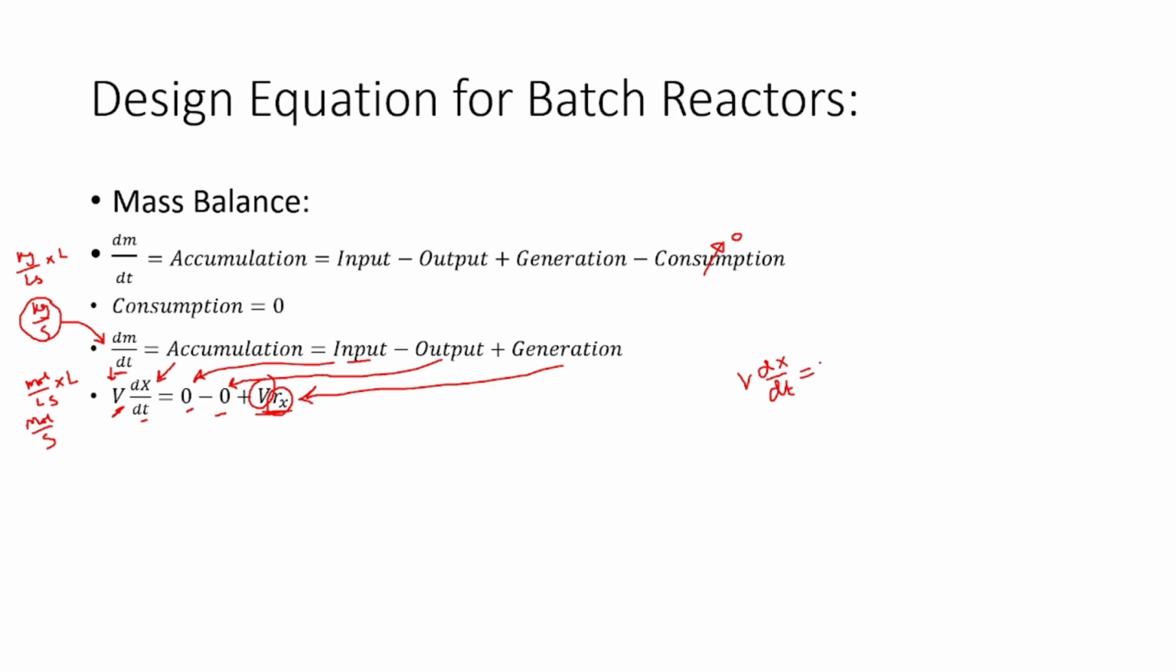Okay, so V dX/dt is basically V into rX. So this V and V can cancel, so rX is actually what? rX is actually dX/dt. So this again proves that the rate of biomass generation, denoted as rX, is the rate of change of biomass with respect to time.